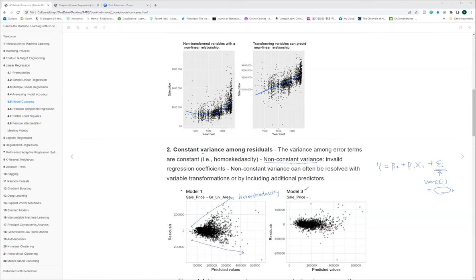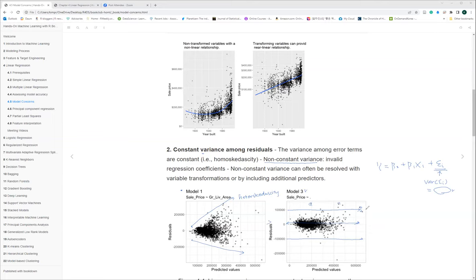But when we look at model three here, we can see that there is still an outlier. But overall, we have a very constant variance in the residual.